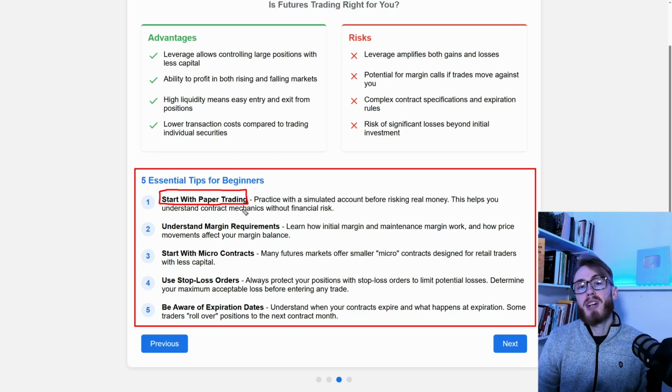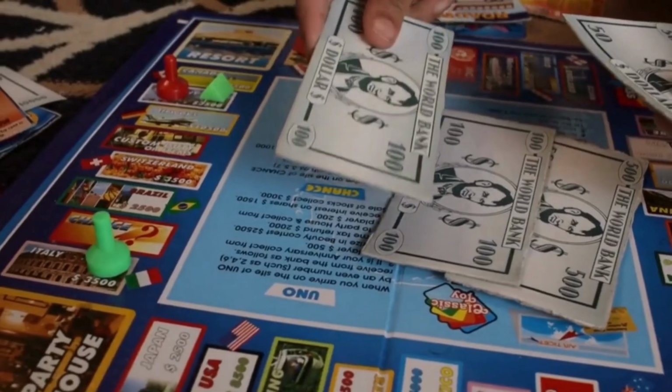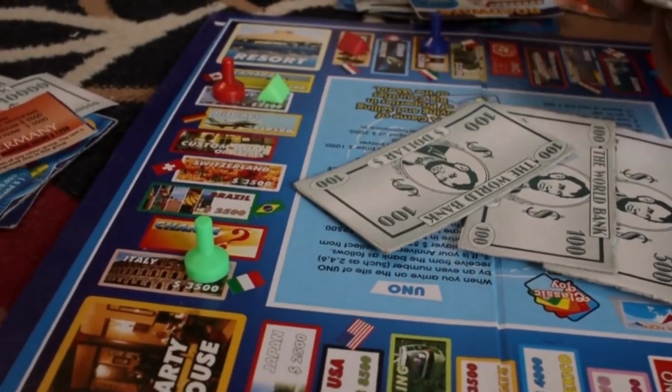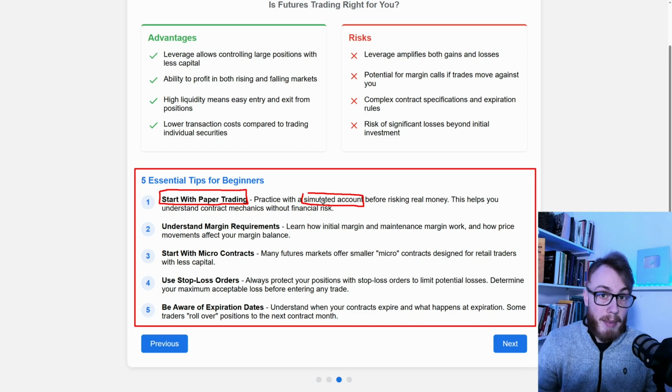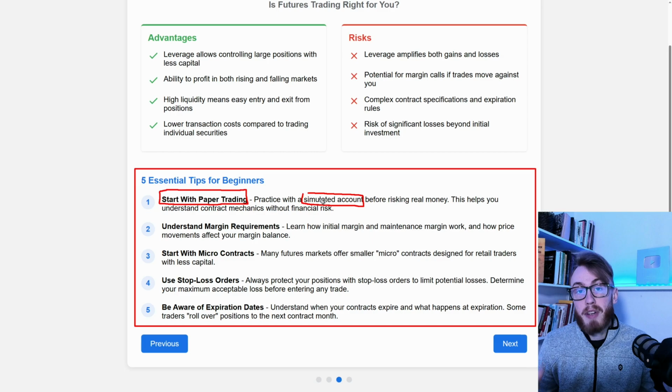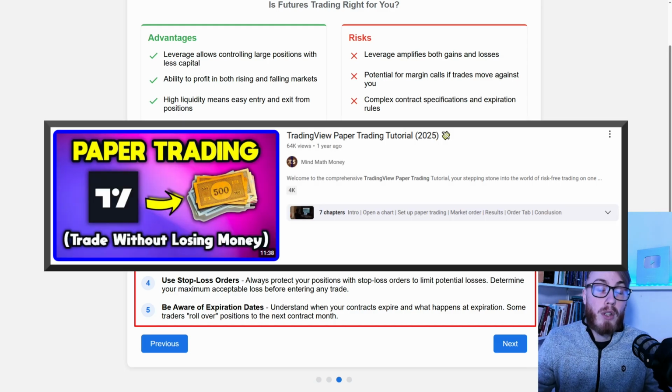Before you dive into real futures, it can be a very good idea to practice with a simulated account. Paper trading is basically when you practice with fake money. And if you want to get started with paper trading, I have a full tutorial on how to get started with that. I will definitely make sure to link that video.